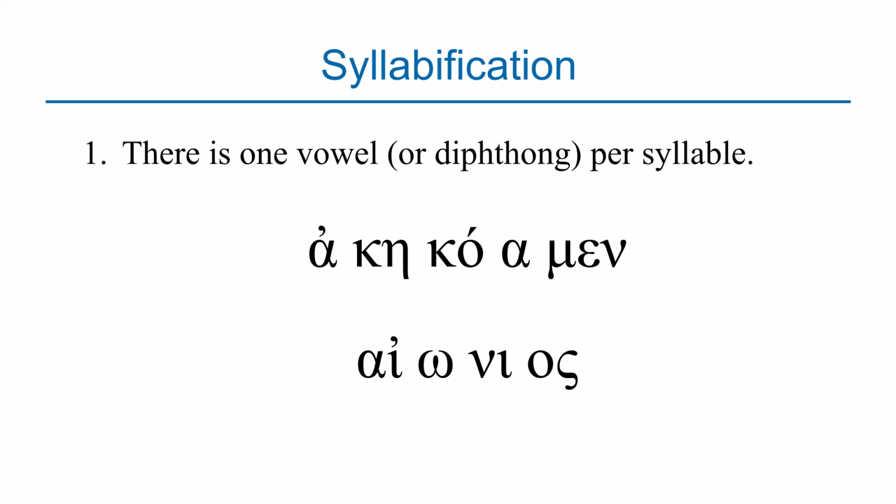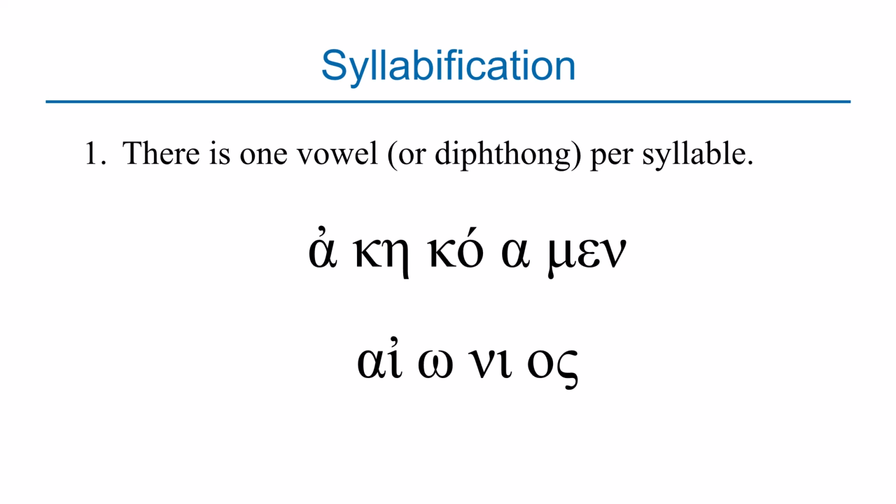So when you look at the first example there, the last letter is nu. And because a consonant cannot stand alone, nu goes with the previous vowel. So two things to note: never should you have a consonant standing alone, because a consonant cannot stand alone and make up a syllable. And point number two, never should you have two vowels per syllable. You should always have one vowel per syllable, unless you have a diphthong.